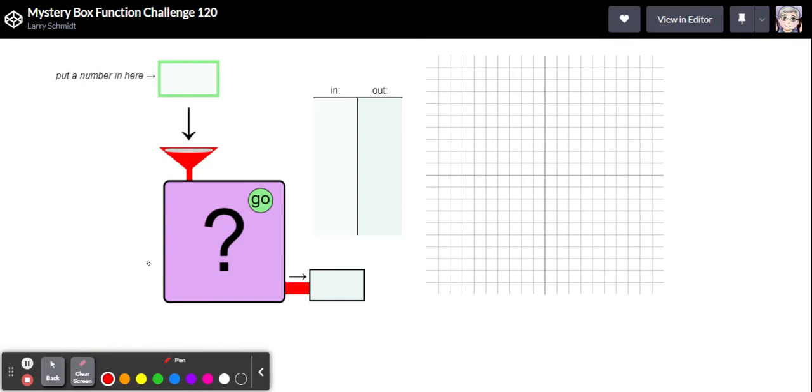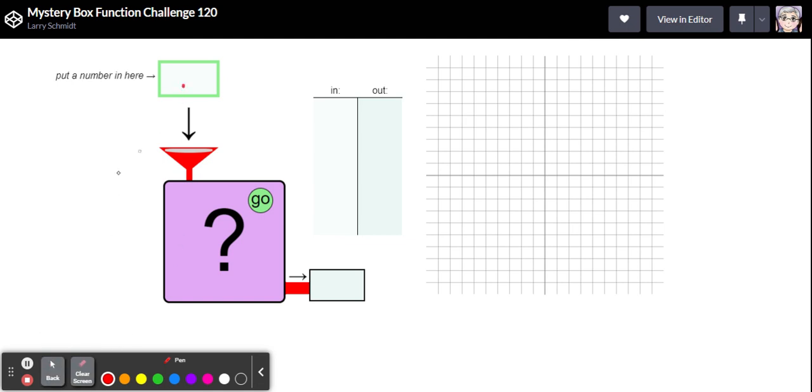Hello everybody and welcome to another Mystery Box Function Challenge. In the purple box there's some mystery math and your challenge is to figure out what that math is. You can use the link in the description to give this a try, and when you think you've got an idea, come on back, see if we get the same thing.